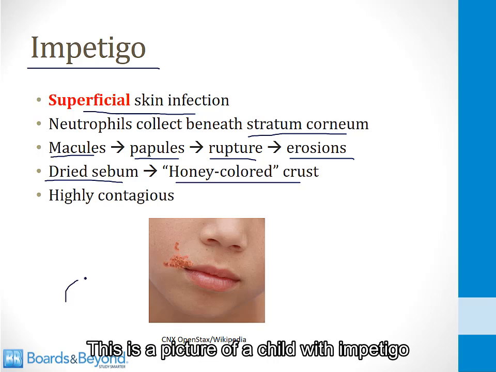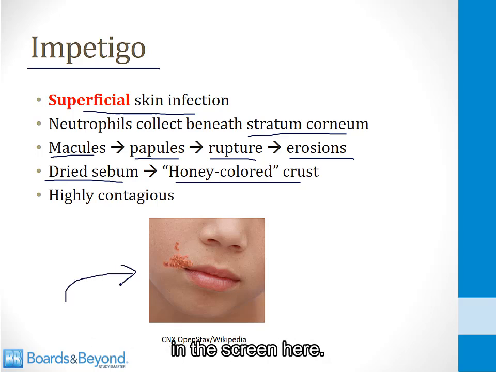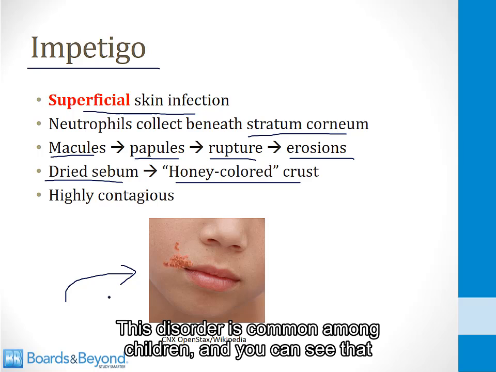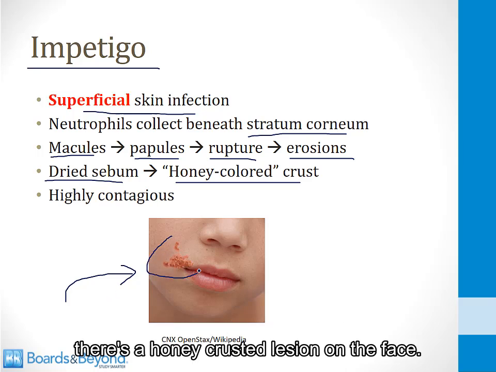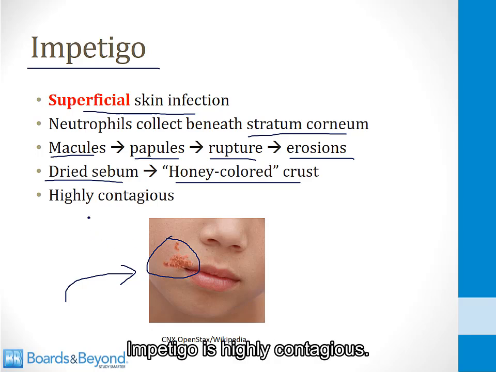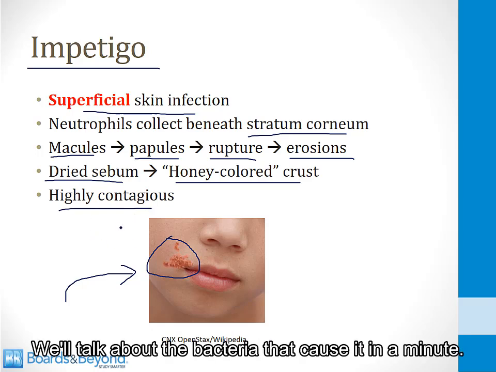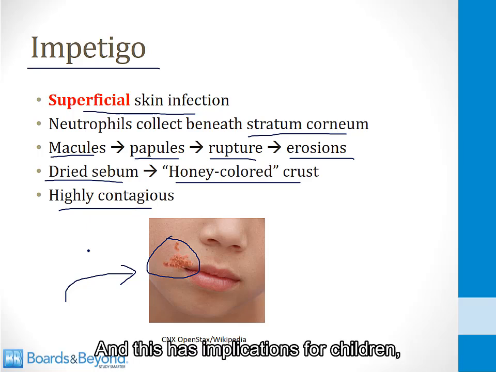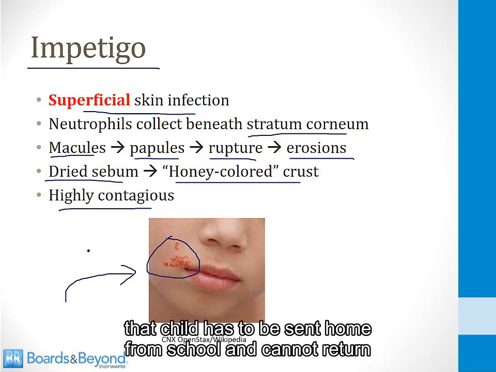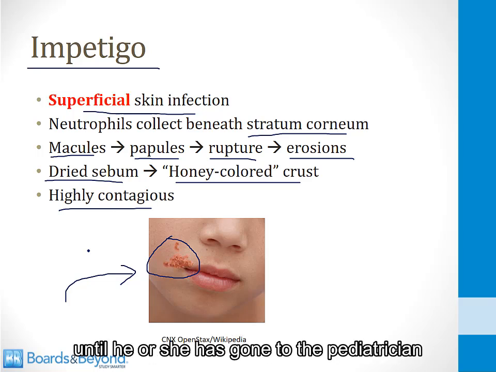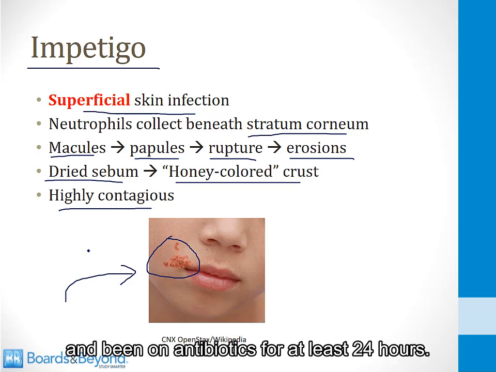This is a picture of a child with impetigo on the screen here. This disorder is common among children, and you can see that there's a honey-crusted lesion on the face. Impetigo is highly contagious. We'll talk about the bacteria that cause it in a minute. And this has implications for children because this often occurs in children. So if a child develops impetigo, that child has to be sent home from school and cannot return until he or she has gone to the pediatrician and been on antibiotics for at least 24 hours.